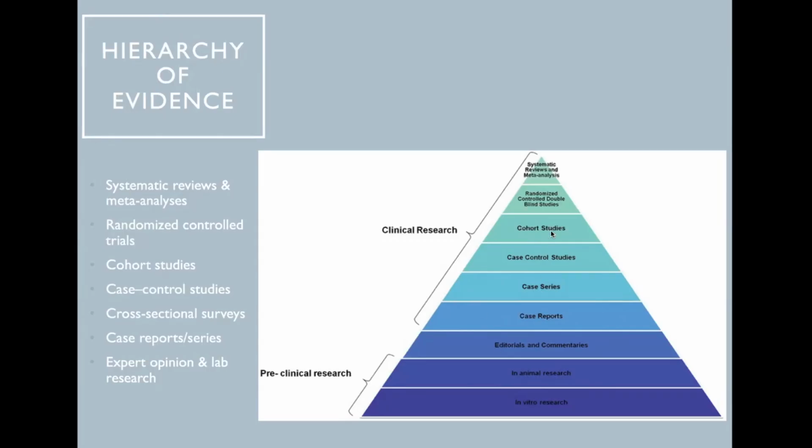Cohort studies can be retrospective or prospective, looking in the past or looking in the future, and they follow a set of patients with a specific risk factor in order to look at a specific outcome. At the top of the pyramid, we have randomized control studies, which can be blinded in different ways, as well as systematic reviews and meta-analyses.